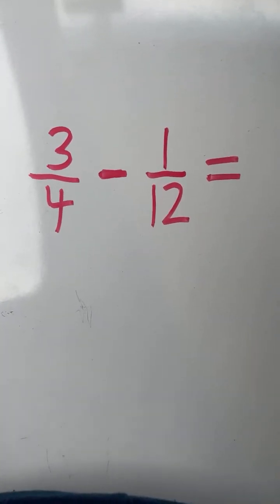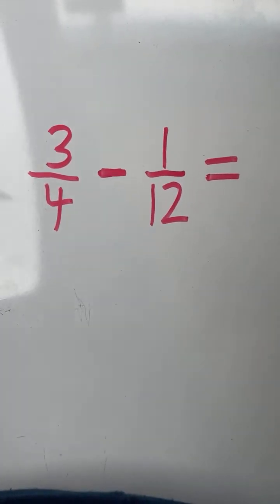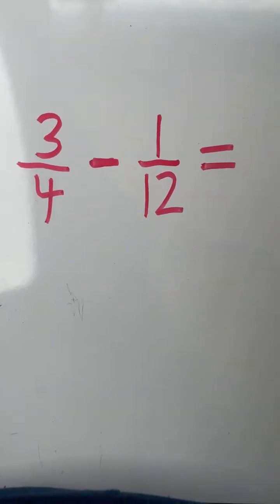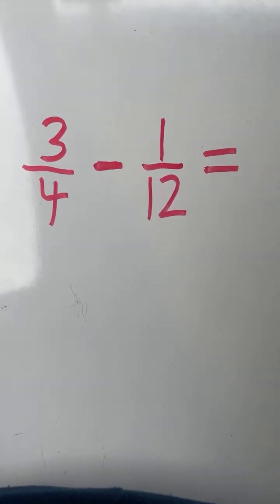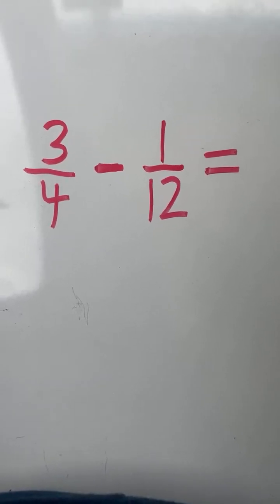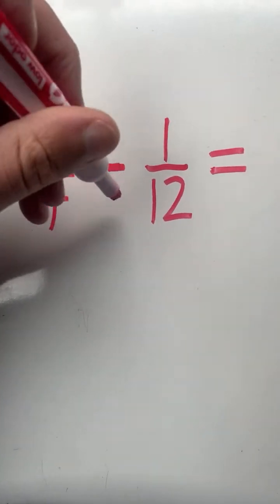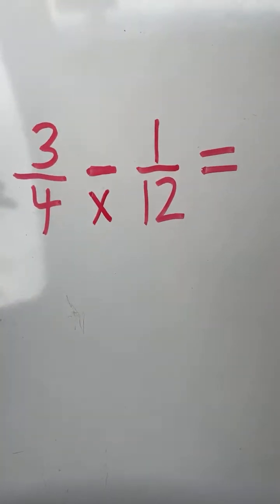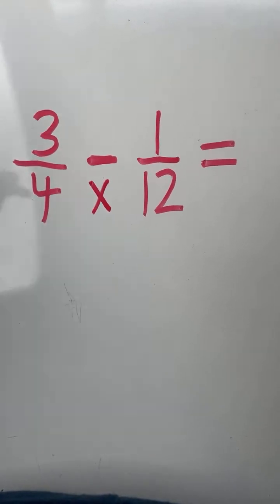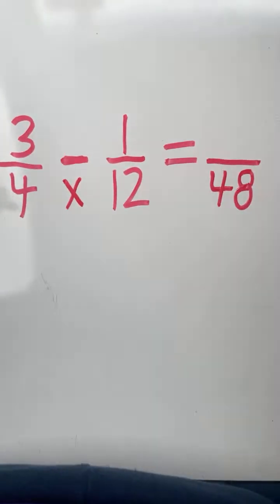So step 1 of subtracting fractions with unlike denominators is to find a common denominator, because you cannot subtract fractions with two different denominators. One way to do that is by multiplying the two different denominators. We're going to multiply 4 times 12. 4 times 12 equals 48. So 48 is our common denominator.